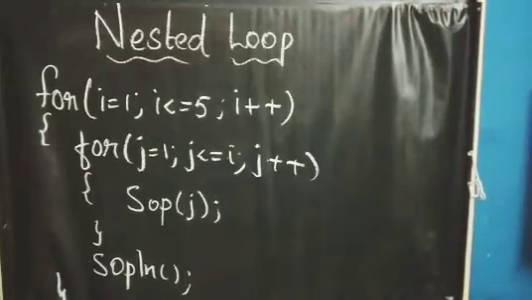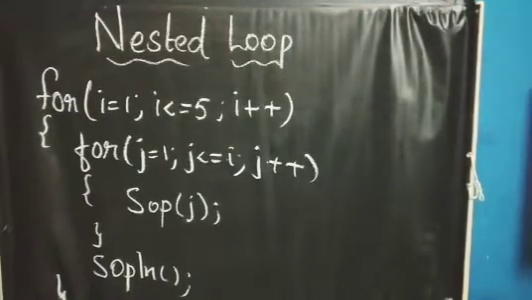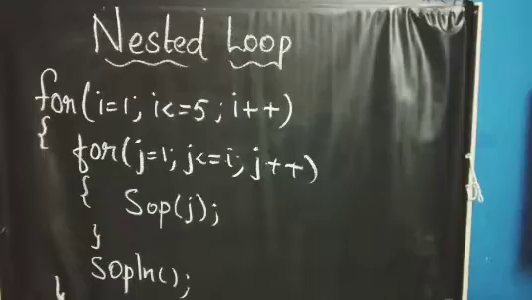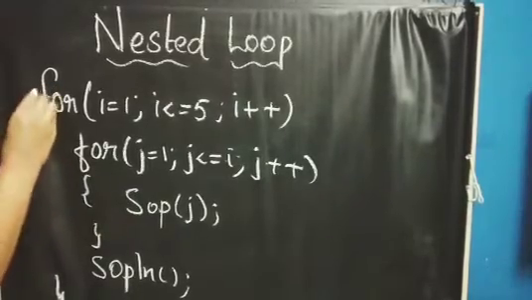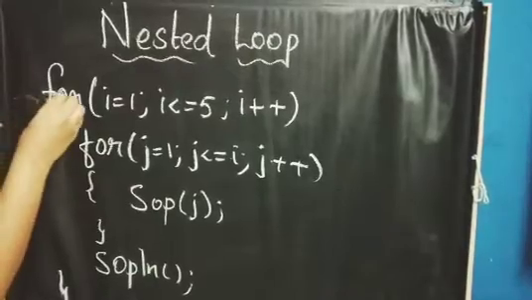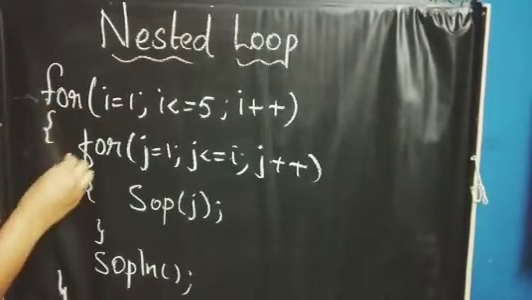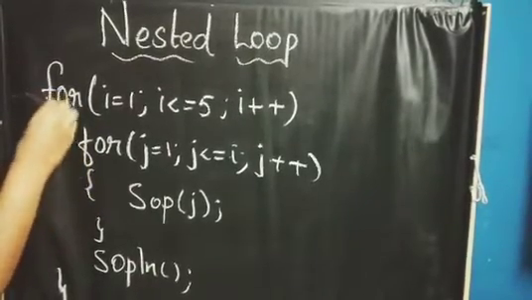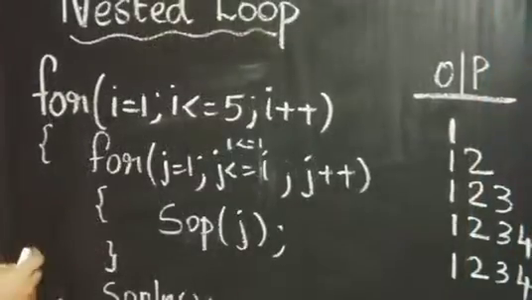Nested loop. So a loop inside another loop is known as nested loop. So here you can see two fors. First for is here and another for is here. So first for, inside that loop I have used another for. So this is a nested for loop. We'll see the working now.